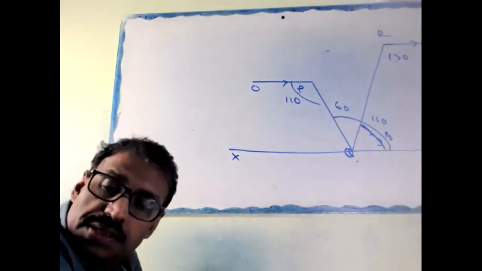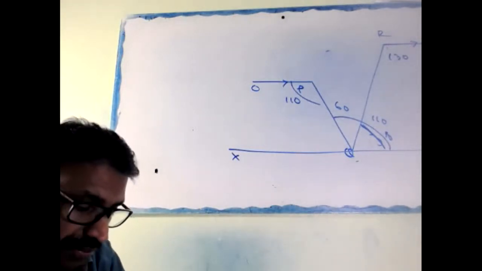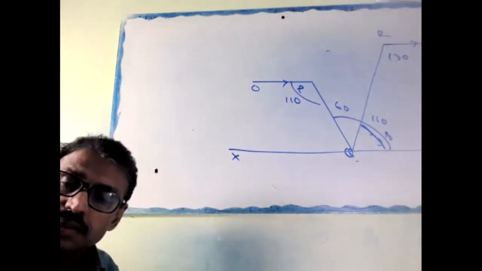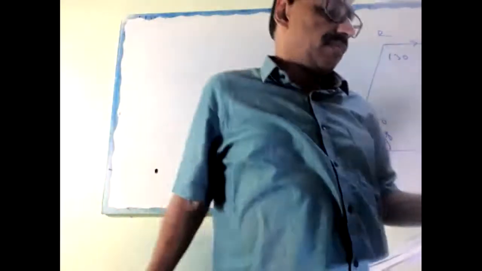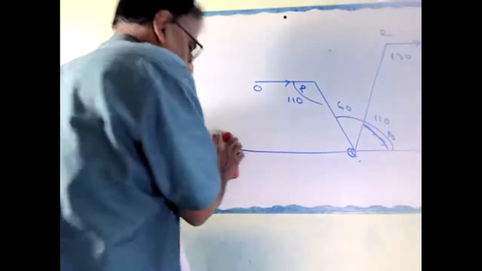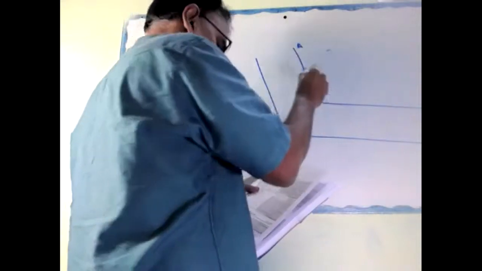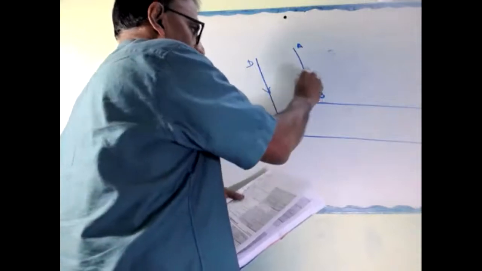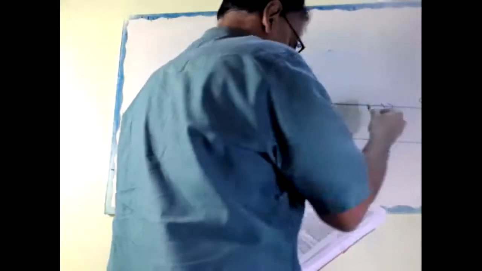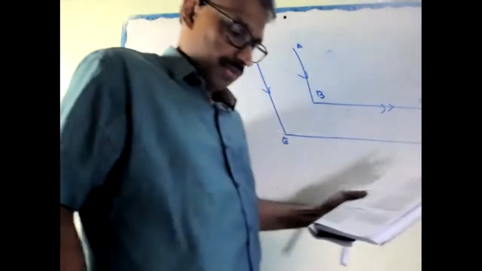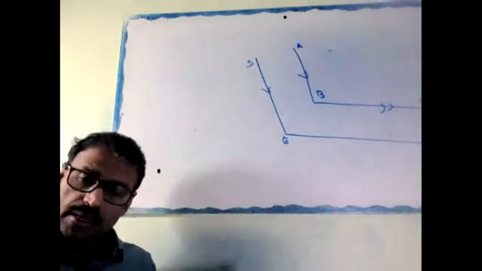Okay, finish. Okay, next question. Are you getting it now? This is random questions only. You already did this one. Next. In figure, AB parallel to DE. BC parallel to EF. Prove that angle B equal to angle E.